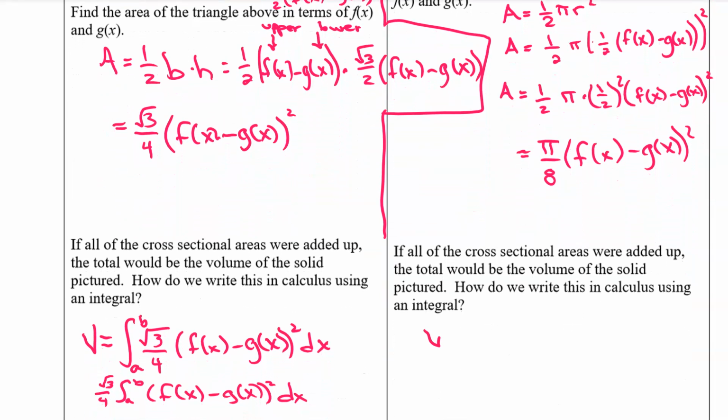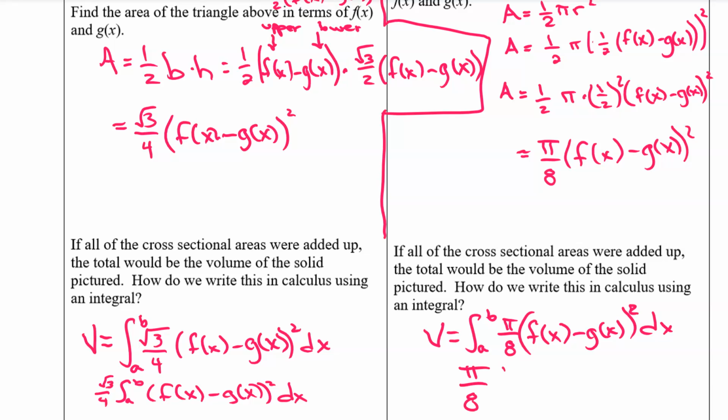So when we add all those cross sections together, we use our integral of the area with respect to x, so with that dx. And then the pi over 8 is a constant, so we can take that out front.